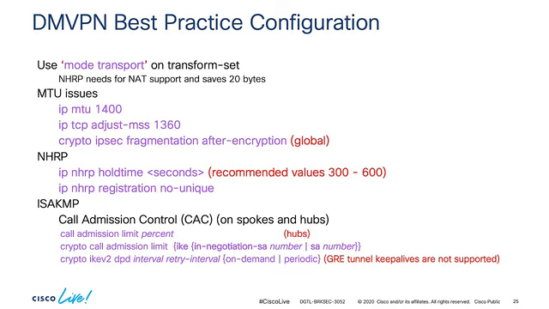It's always a good idea to use mode transport on your transform set because it's going to save 20 bytes. As for MTU issues, because you're going to have a GRE header and an IPsec header, it's always a good idea to reduce the MTU. The MTU of 1400, which we recommend, is based off the 1500 byte Ethernet packet. So it's always a good idea to set the MTU to 1400 and the TCP adjust MSS to 1360. This is for the TCP packets.